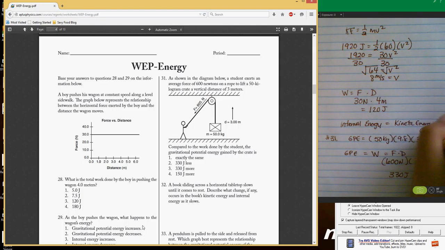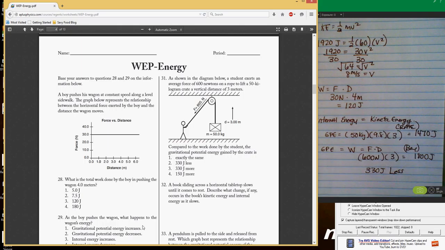So that means that the gravitational potential energy gained by the crate is 330 joules less, since this is the crate and this is the boy. So it's 330 joules less than what the boy had actually done. So you're comparing the two. The gravitational potential energy gained by the crate is going to be 1,470 compared to the boy's 1,800 joules of work done.